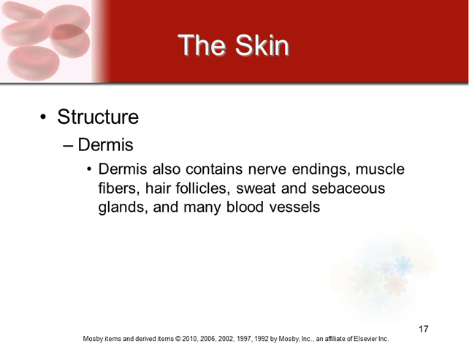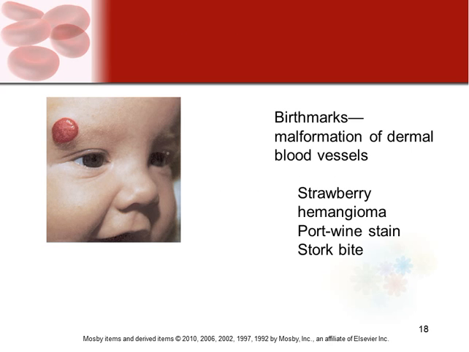So your dermis, besides just containing all those connective tissue cells, also contains a lot of other stuff. It contains a lot of nerve endings and muscle fibers and hair follicles and sweat and sebaceous glands, which are oil glands, and blood vessels. So your dermis is, like I said, the bulk part of your skin, and it contains all those accessory things that help with the function.